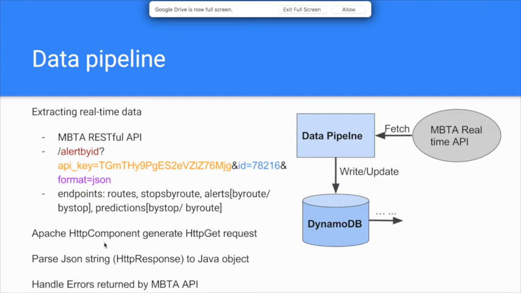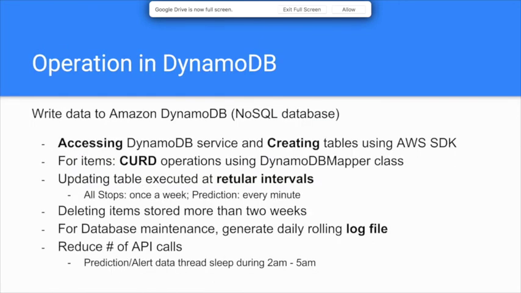We use the HTTP component to generate a GET request and GET response. And then we parse the JSON, as well as handle errors returned by the MBTA API, such as no data available or invalid query. To write to the Dynamo database, we access the service using the AWS SDK, as well as create tables, and for the items, the create, update, read, delete operations.